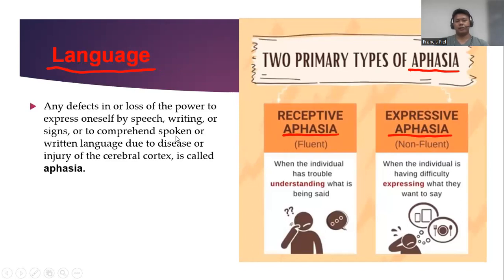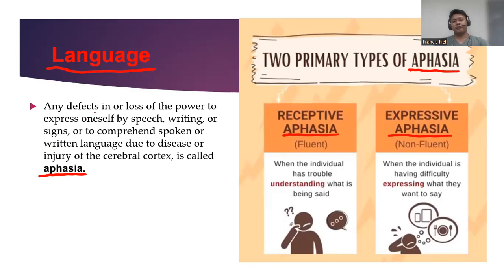So what is aphasia? Ano pala yung aphasia? So, any defect in or loss of power to express oneself by speech, writing, or signs, or to comprehend spoken words or written language due to disease or injury of the cerebral cortex is called aphasia. Di ba? So, ulitin natin.